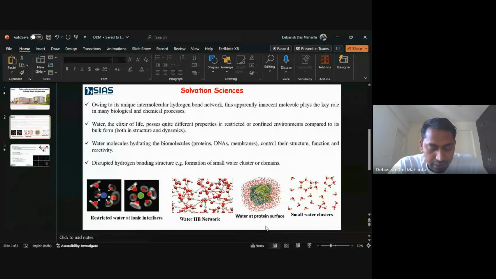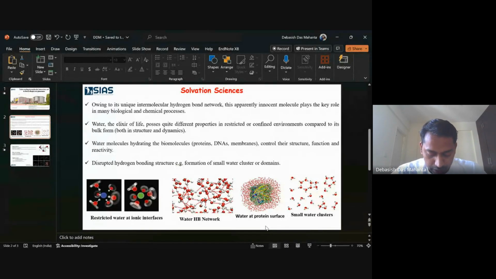Whenever you put some large biomolecule such as protein or DNA into water, some water molecules around that biological molecule possess very different phenomena compared to the bulk water. We will compare the bulk water phenomena and the solvation water phenomena. That solvation water governs the whole characteristics and working methodology of that biomolecule.